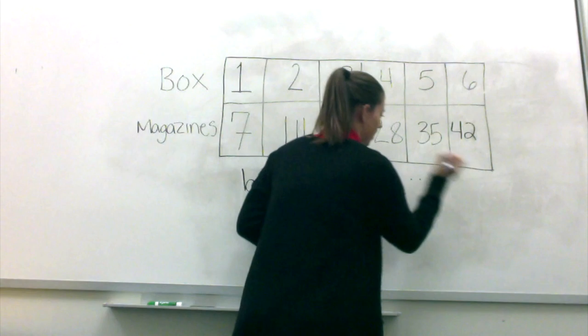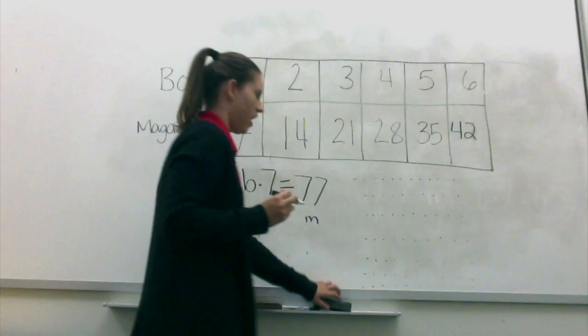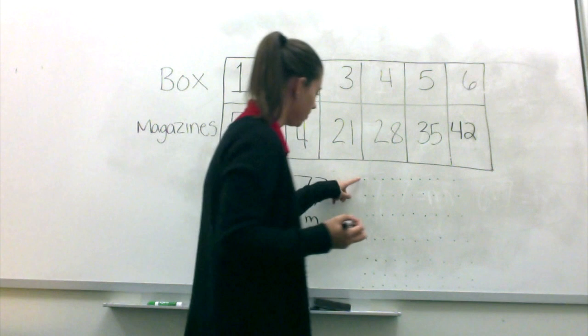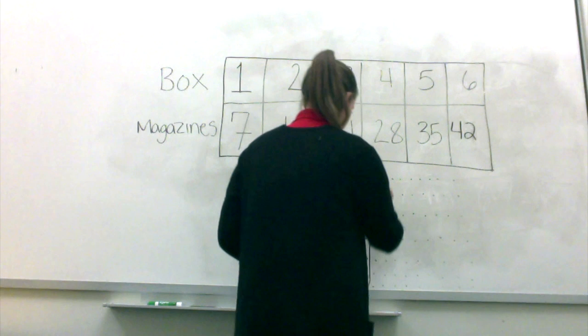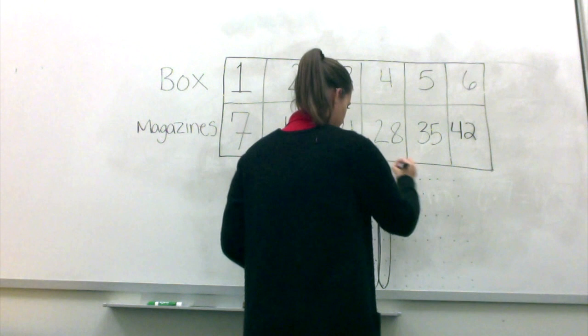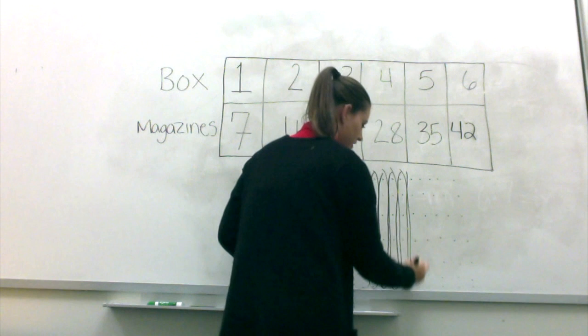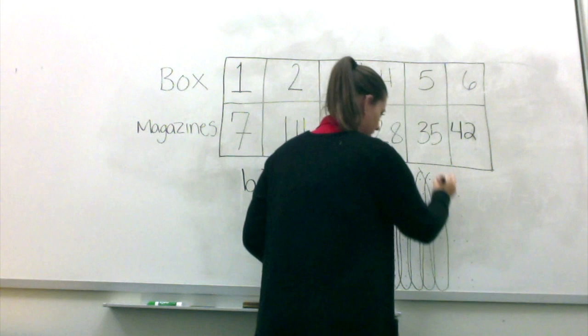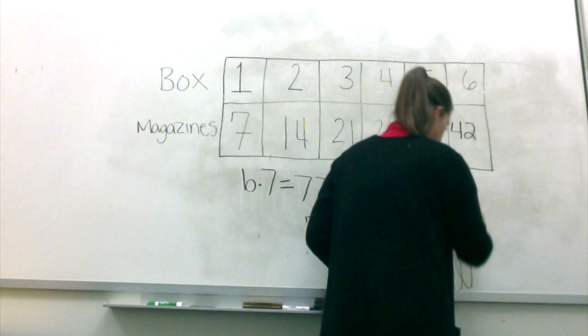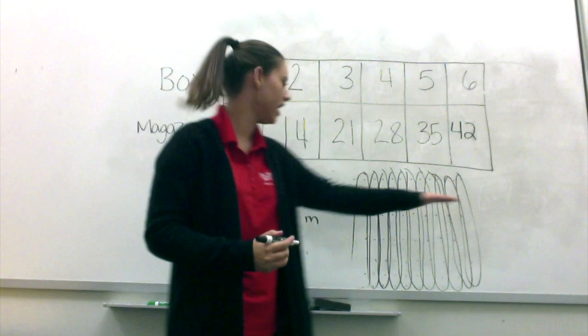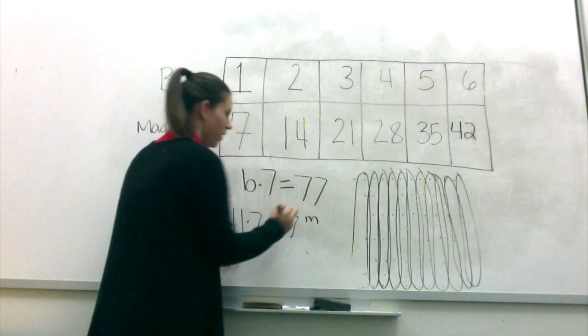Count with me on your whiteboards. So I'm going to group these by 7. In each row, there are 1, 2, 3, 4, 5, 6, 7. So here's 1 box, 2 boxes, 3 boxes, 4 boxes, 5 boxes, 6 boxes, 7 boxes, 8 boxes, 9 boxes, 10 boxes, 11 boxes. So I have 11 boxes here. And my answer would be 11 times 7 equals 77. So I would need to order 11 boxes to get 77 magazines.